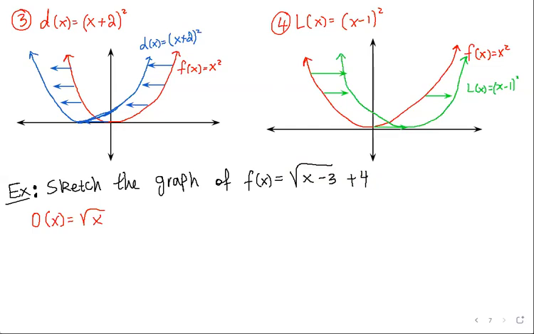Is it clear? So my original function f of x is equal to the square root of x. So I know the graph of this function. The graph is like the yellow one in the back.